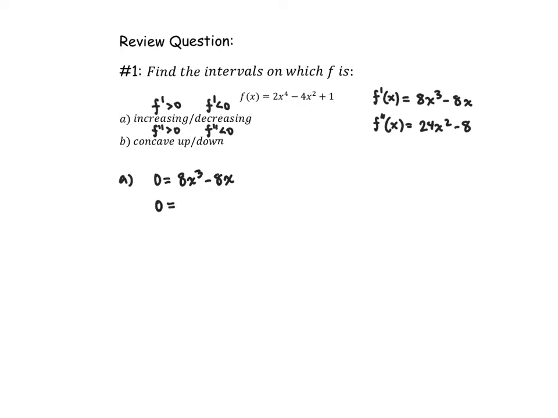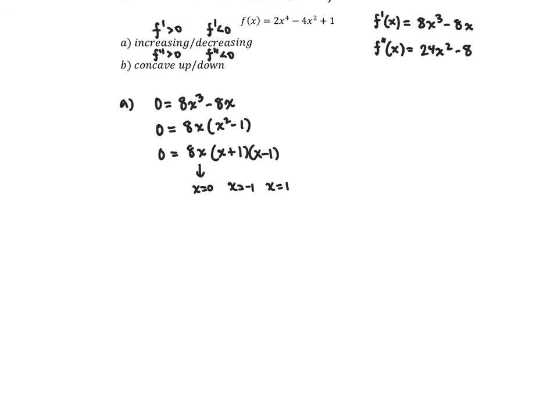Use factoring methods here. I'm going to pull out an 8x. That would leave me with x squared minus 1. One more time. Let's factor x squared minus 1, excuse me. That gives me 3 zeros. X equals 0. X equals negative 1. X equals positive 1.